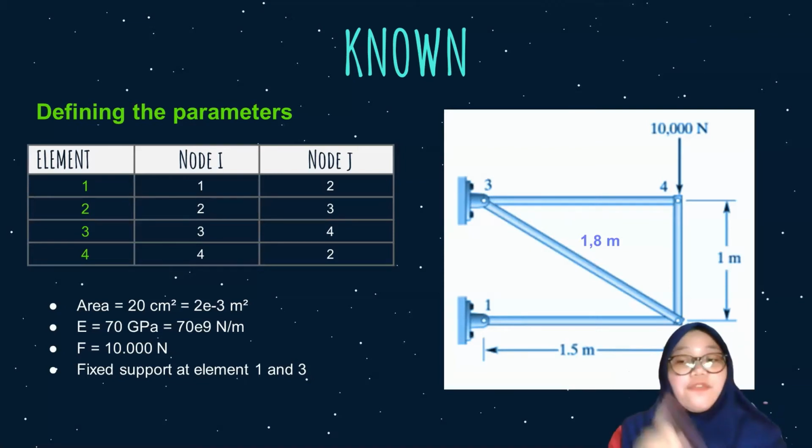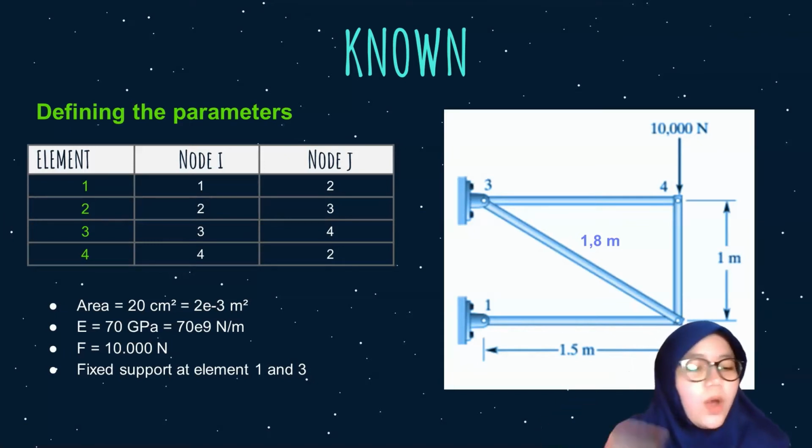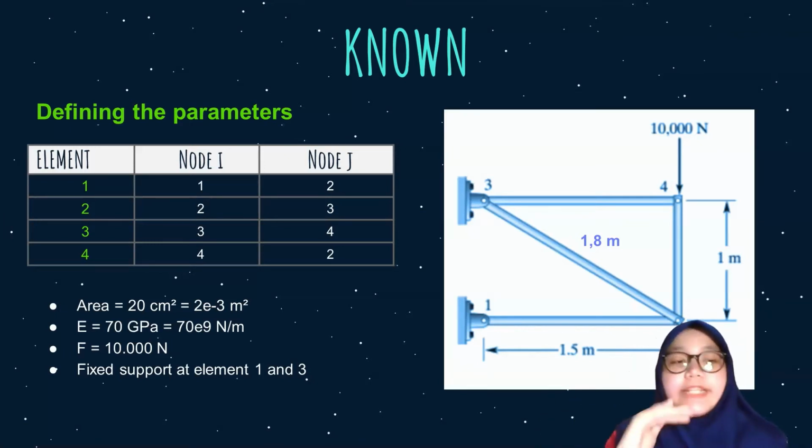It's easy. First, we define the parameters. Here we create a table of element, node I and node J. What is a node? A node connects each element. Let's take an example from the truss. There are element 1 and element 2. Between them, node I is located on element 1 and node J is located on element 2. So technically, it's the dot which connects each point. We also have the area, which is 20 centimeters squared or 2 times 10 to the power of -3 in meters squared. Then there's the elasticity around 70 gigapascal, and there's a force which gives pressure on point 4 around 10,000 newton and a fixed support at nodes 1 and 3.